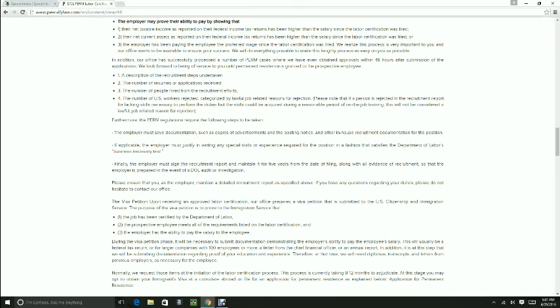The second way to prove that is to show that you're making a net profit of $100,000 to pay that employee $100,000. The third way is a combination of both. For example, if you're paying your employee $90,000, then you just have to show a net profit of $10,000 to equal $100,000.